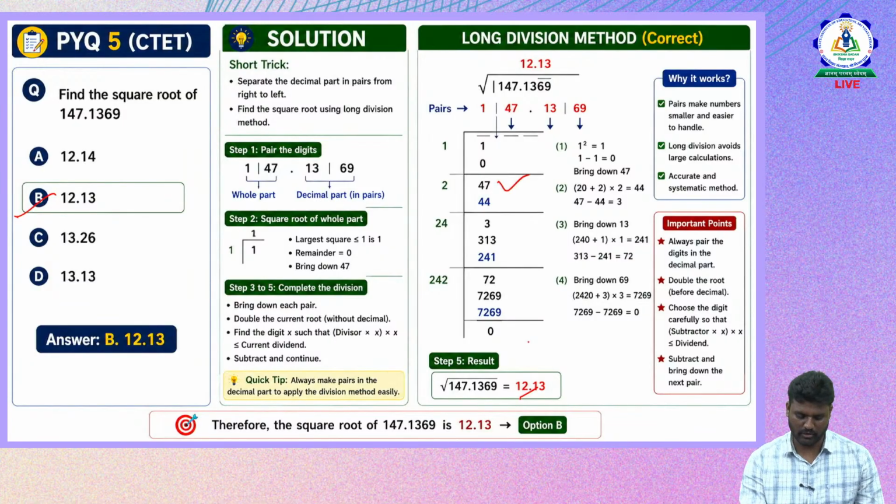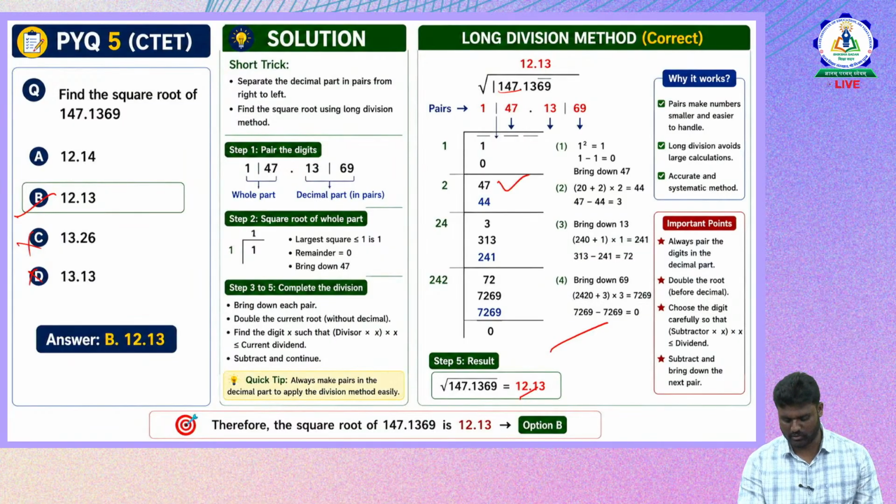Now you don't even need to do the complete division method. We can say 147, and we can also use the elimination method. Once we get 147, we can confirm that the option must be either A or B, so C and D cannot be the answer. Then we have to check 1369 through the long division method, and check whether it is 0.14 or 0.13.